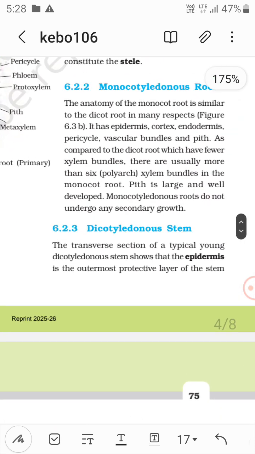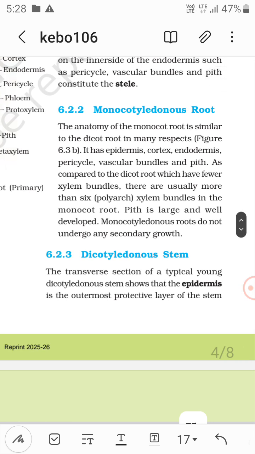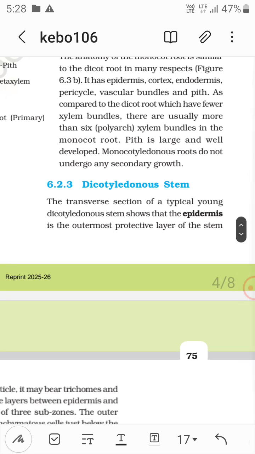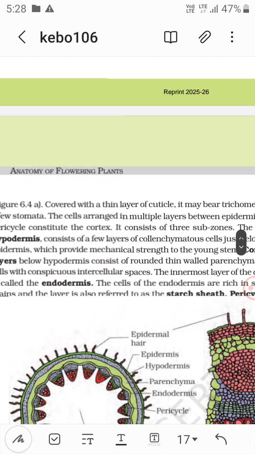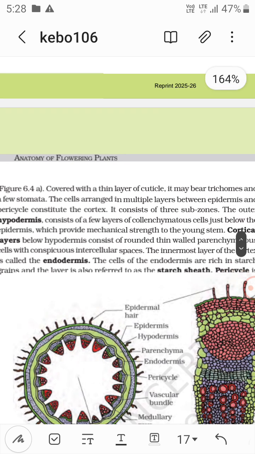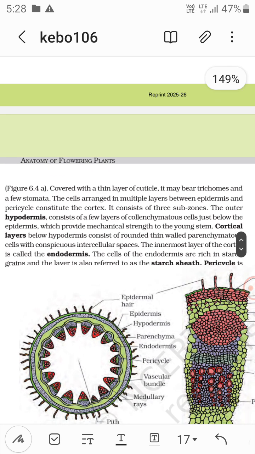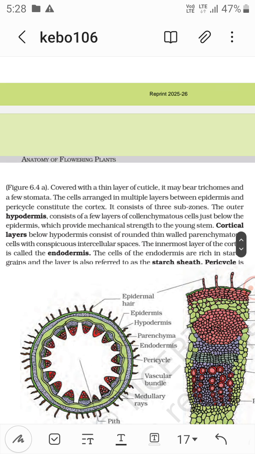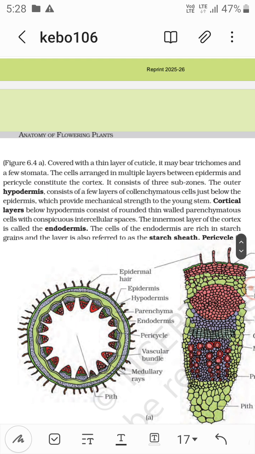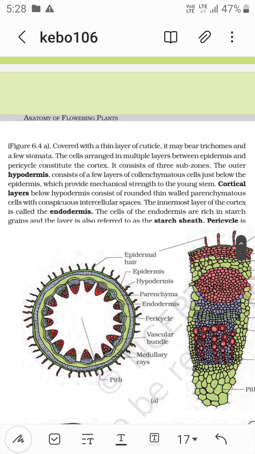Now we are going to study the dicot stem. Same, the epidermis is covered with a thin layer of cuticle, and it may bear trichomes and a few stomata. The cells arranged in multiple layers between the epidermis and pericycle constitute the cortex. Now it has three subzones.